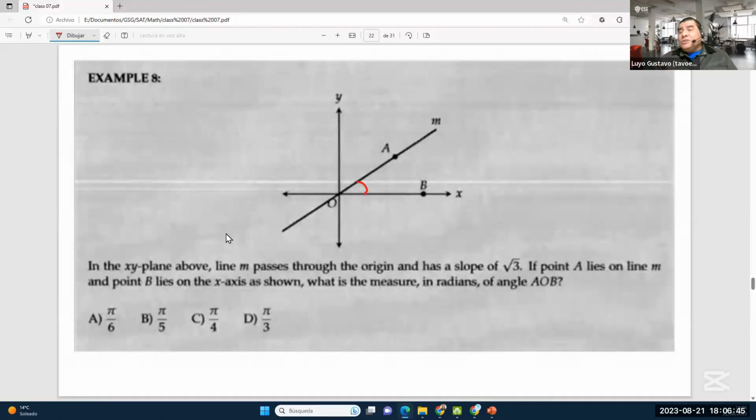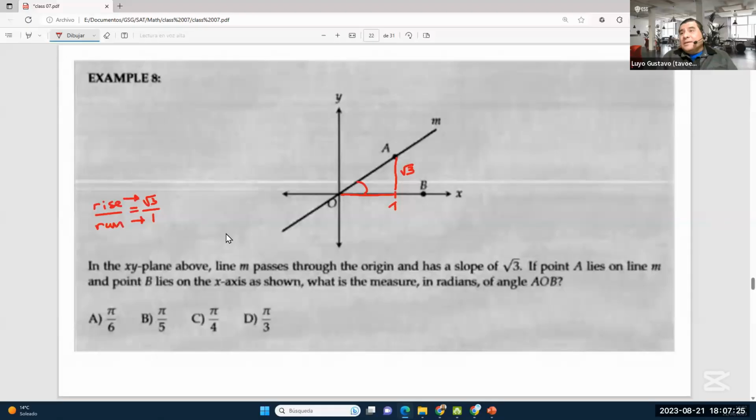First, let's find the measure in degrees. How come? If this has a slope of square root of 3, remember what the slope is? It is the rise over the run. So if this is square root of 3 over 1, this means for a run of 1, you get a rise of square root of 3. So let's do this. Here is the run, 1. And here is the rise, square root of 3.